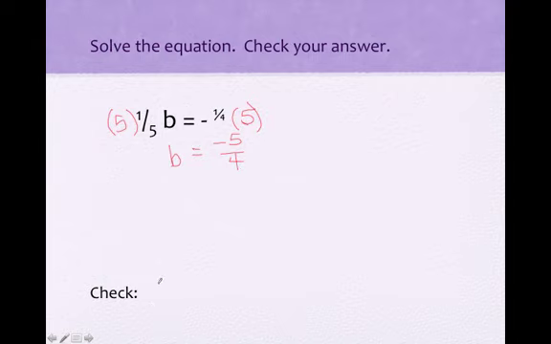But let's go back and check. Let's not forget that step. 1/5 times negative 5/4. And we're going to check, does that equal negative 1/4? Well, this is negative 5/20. Negative 5/20 is, in fact, negative 1/4. There we go.